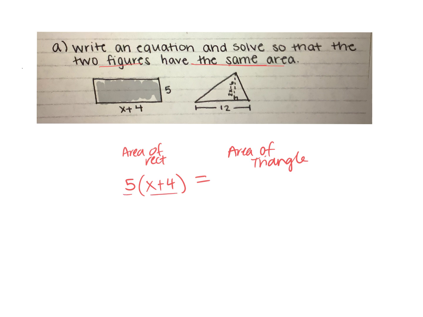Okay, triangle, a little bit harder. The area formula for a triangle is base times height divided by 2. So my base is 12, so I'm going to put 12 times my height. Looks like it's 2x minus 6 if you look right here. That's what that's supposed to say. And then divide it by 2. Now I have an equation.